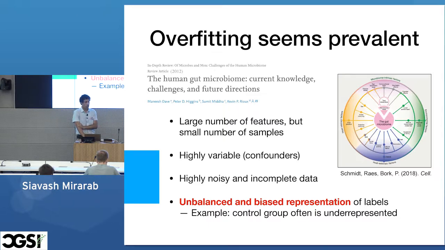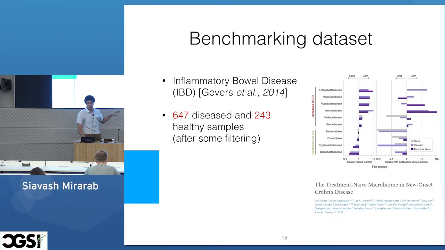Okay, so there are all these problems. I have this one in red because this is what we are going to focus on. So we took one benchmarking data set. It's this IBD data set published by Givers et al. They had about 1,000 samples, and what they were able to see is that, between people who have this disease, inflammatory bowel disease, and don't, there is a difference in microbial composition. So there should be a signal that we can learn using our machine learning methods.